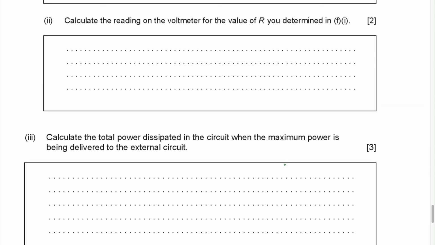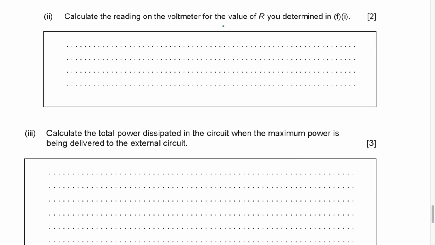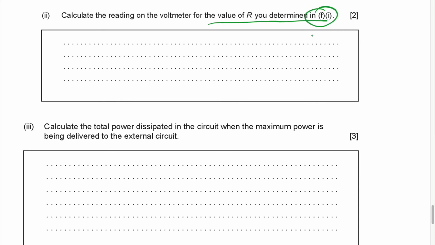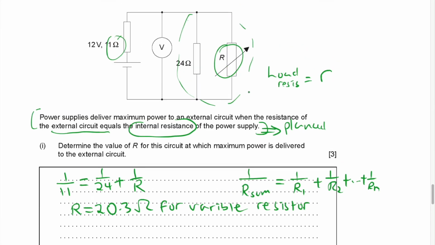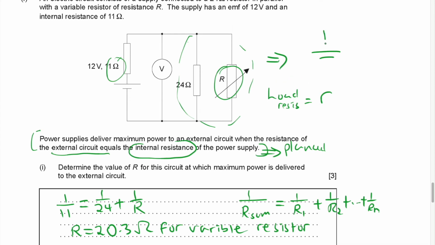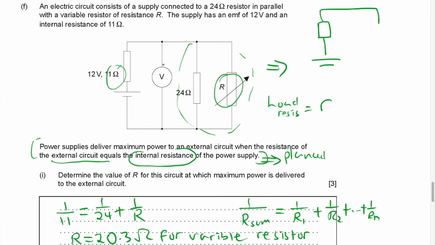Calculate the reading on the ohm meter for the value of R you obtained in the previous question. So think about this question in this way, so you don't have to do the calculation. What I'm going to do is simplify this circuit. So here is the power supply, and you have an internal resistor here, and then here I am going to treat the two resistors in parallel as a whole. So I'm going to combine them into one resistor.